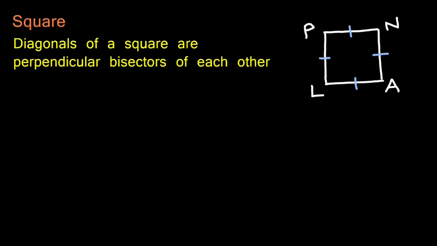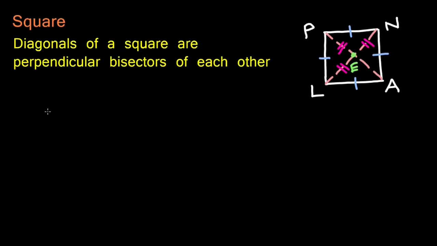other. We can prove this statement on the same lines as we have proved that diagonals of a rhombus are perpendicular bisectors of each other. Square being a rectangle, its diagonals PA and LN bisect each other at point E. And because it is basically a rectangle, its diagonals are equal. And since the diagonals bisect each other, the lengths of their bisectors will also be equal. Therefore, PE will be equal to LE will be equal to NE.